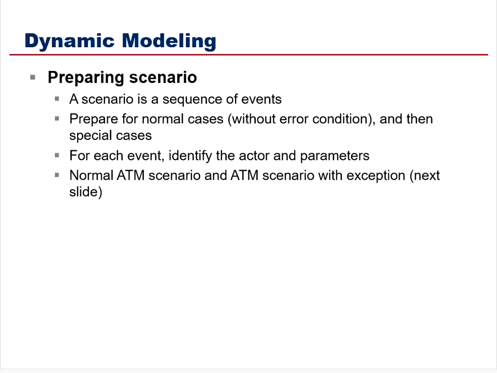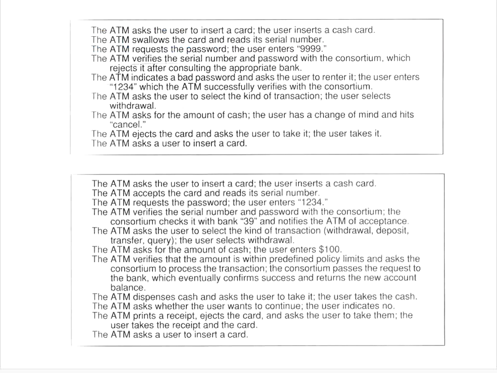For each event we have to identify the actors and the parameters. Here you can see a normal ATM scenario and an ATM scenario with an exception. In this we can prepare the scenario, and the scenario has a sequence of events. So for the ATM we prepare some scenarios.